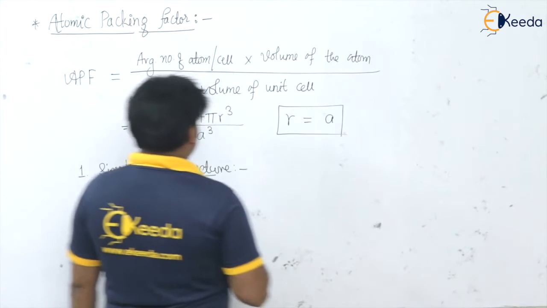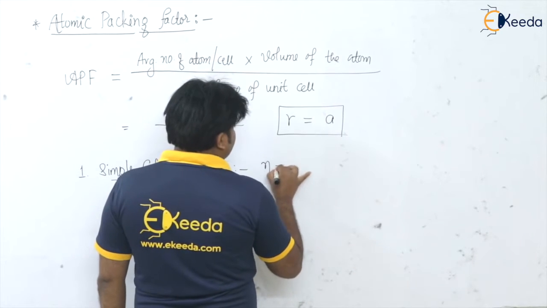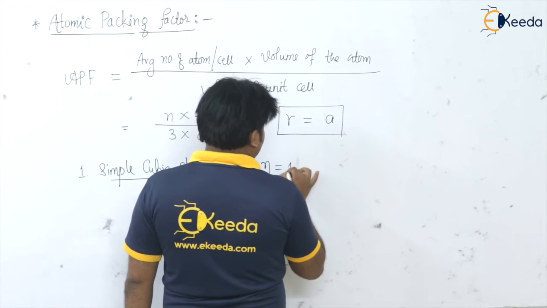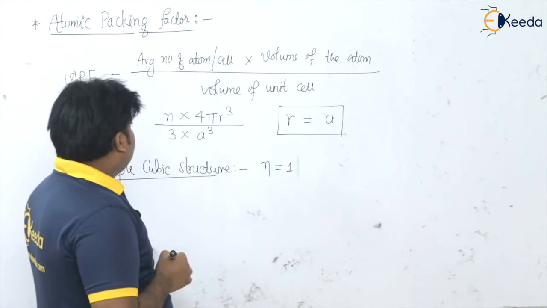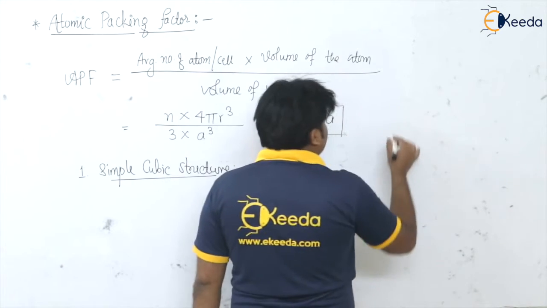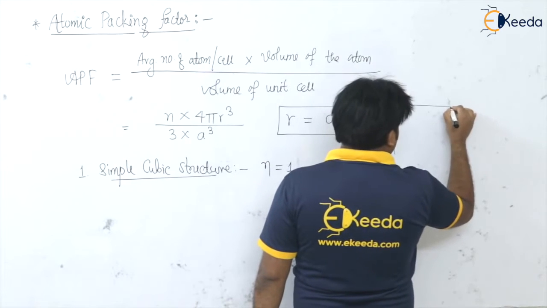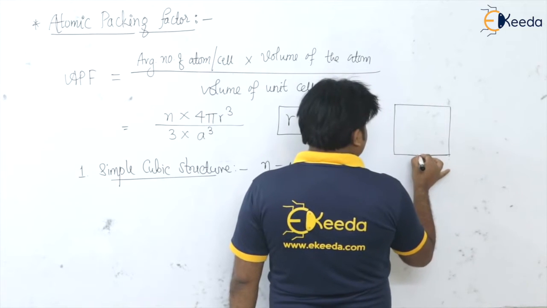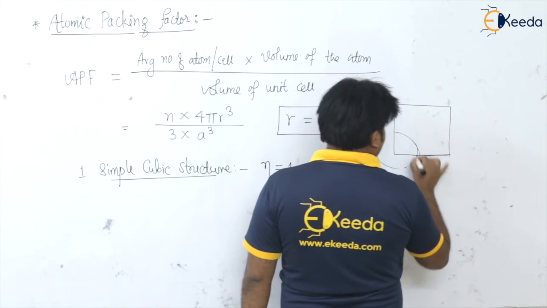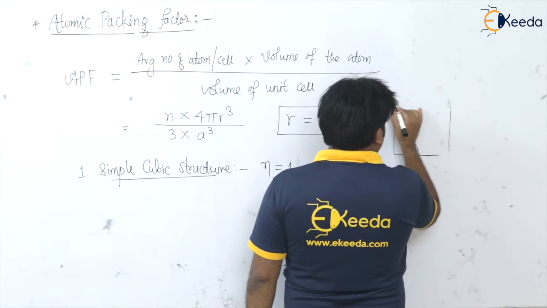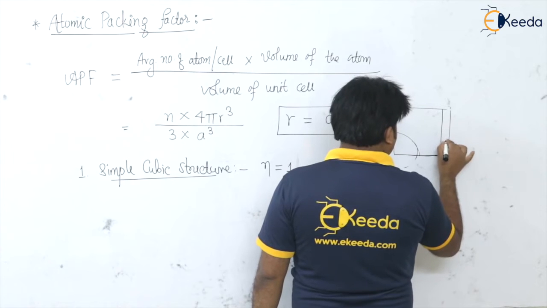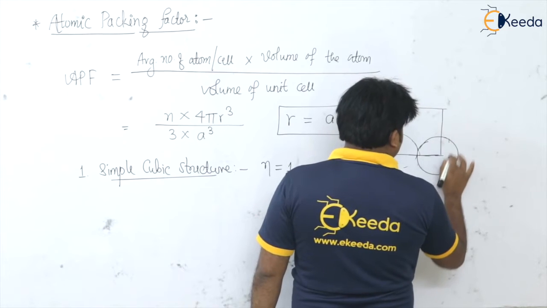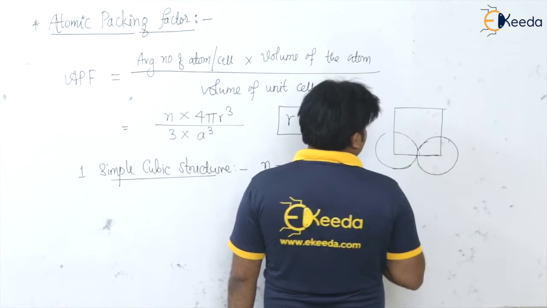So in simple cubic structure we know what is the value of small n is equal to, it is 1, average number of atoms we have calculated, it is 1. Then here see, the two adjacent atoms are going to touch with each other, okay? So this is the corner atom, okay? And this is the adjacent corner atom. Then they are going to touch. Please remember, they are going to touch.